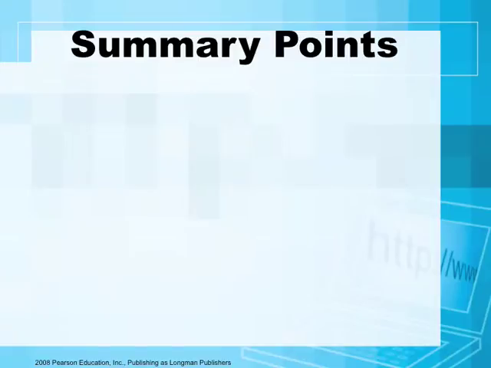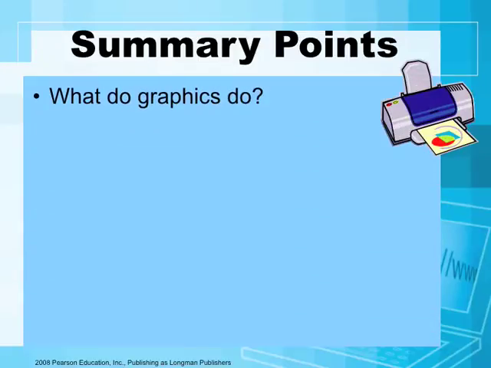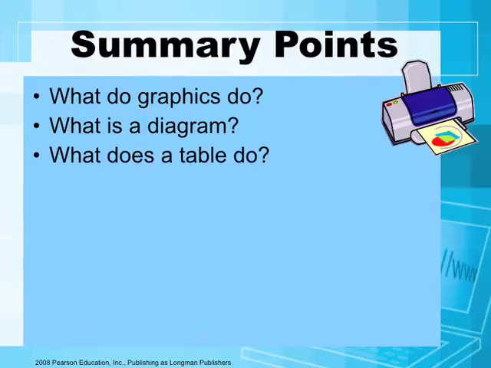Summary points. What did you learn in this chapter? What do graphics do? Well, they convey, they convince, and they also clarify information that was in the chapter. What is a diagram? Remember, it's like a picture. What does a table do? It helps you cross-reference information, usually from up to down or from left to right.